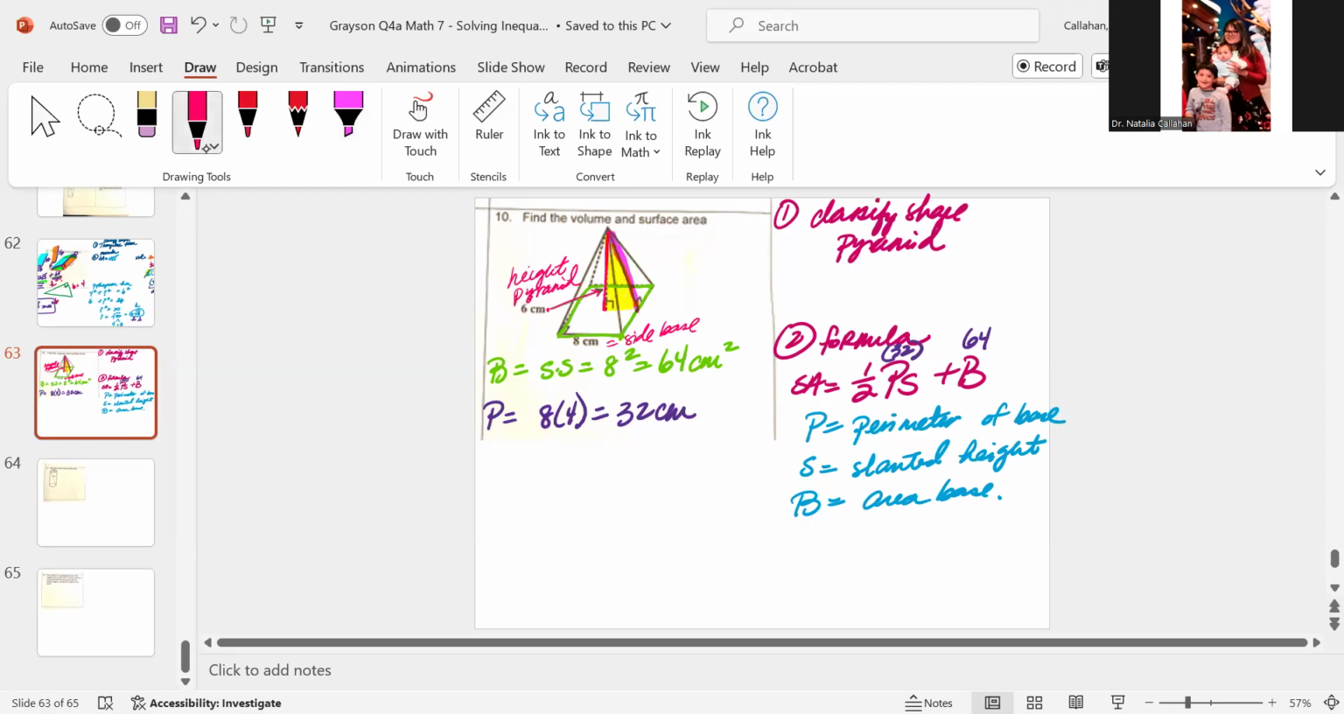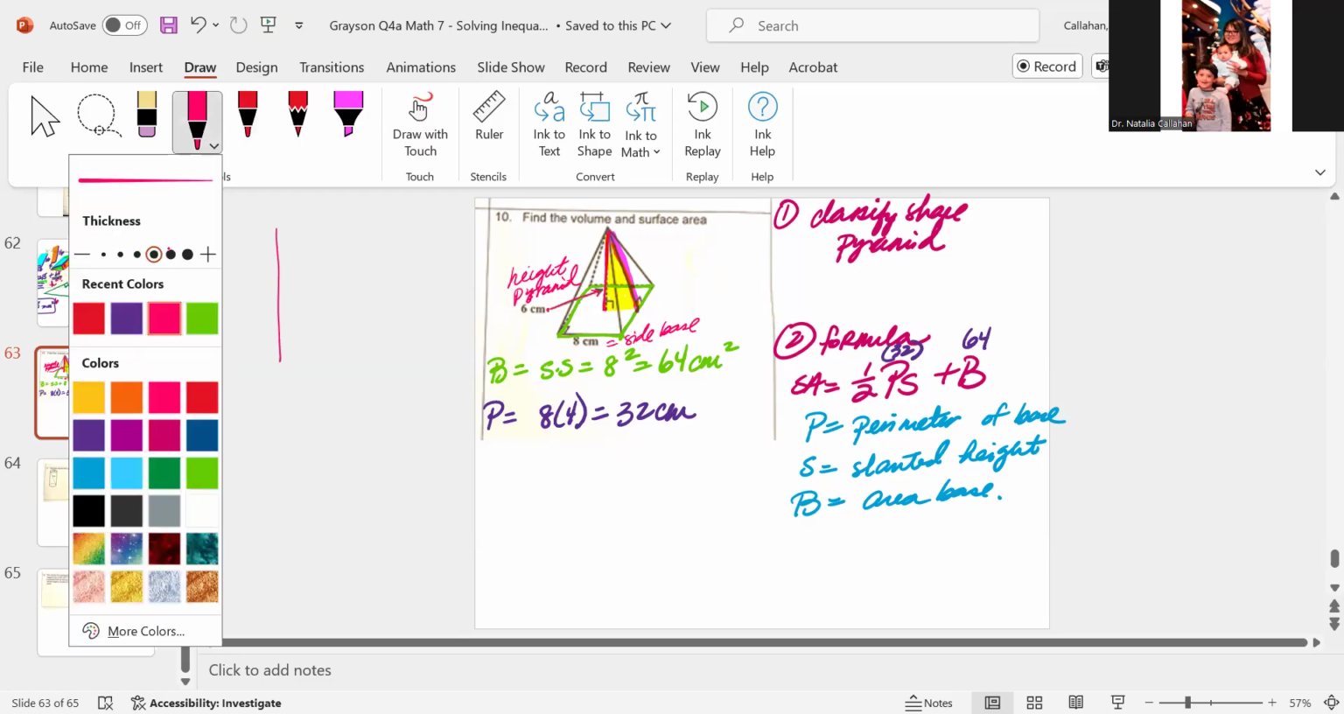So you're going to have to use the Pythagorean theorem. I know you're like, what? The Pythagorean theorem? Yeah, because if I take that triangle out, take a look over here. Here's my triangle, correct?